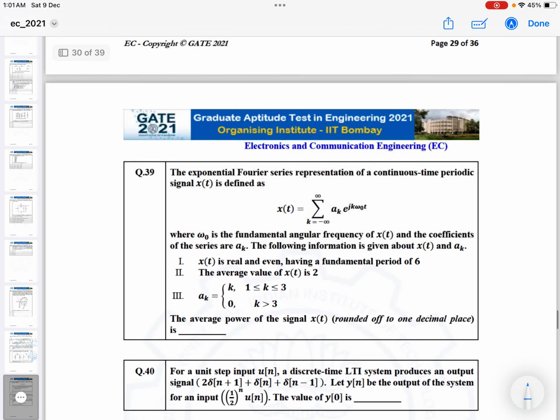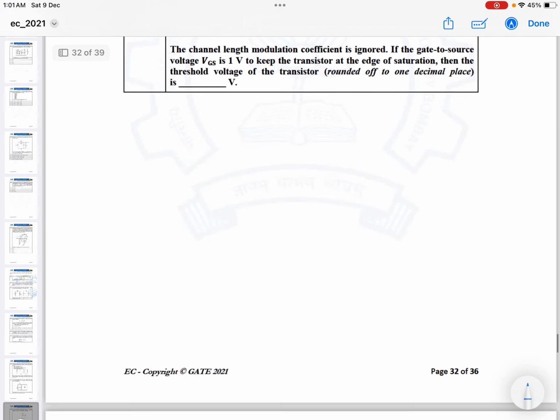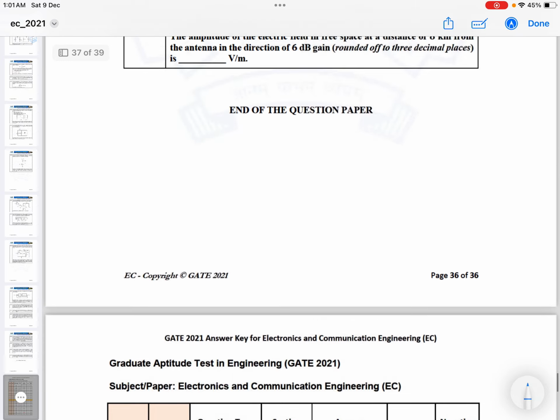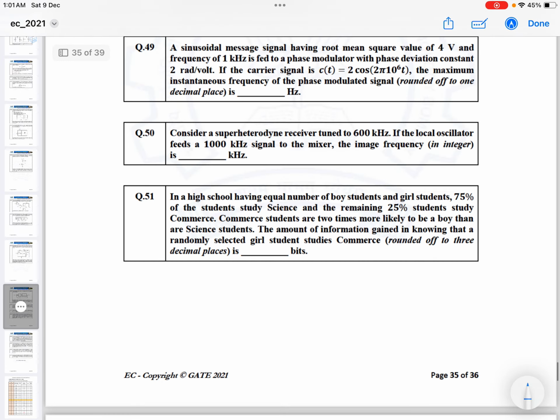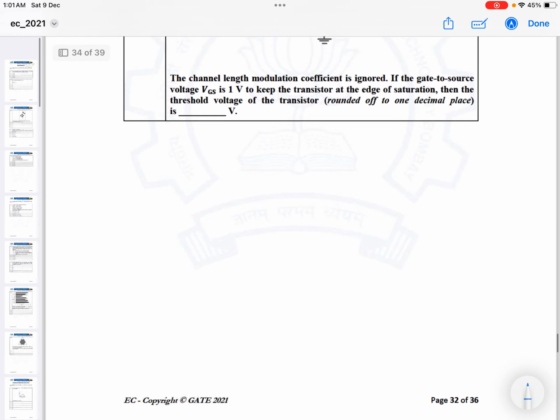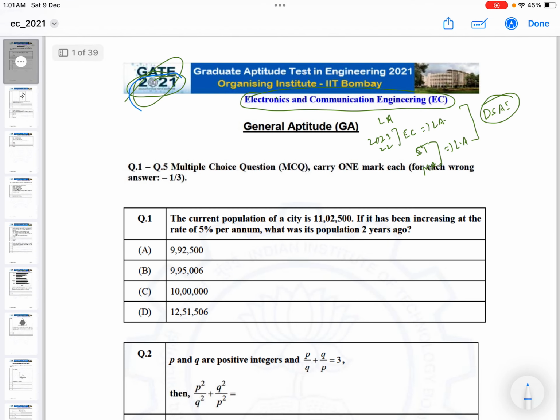Okay, I think there are no more questions from matrix or linear algebra, right? There is no more question. So that was 2 questions from the 2021 paper ECE.